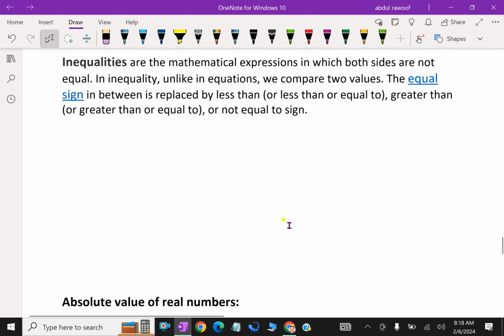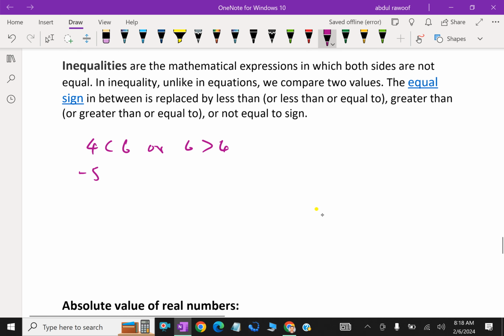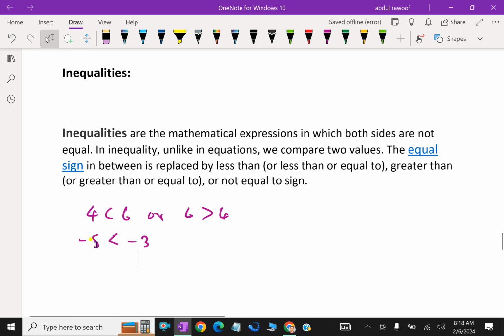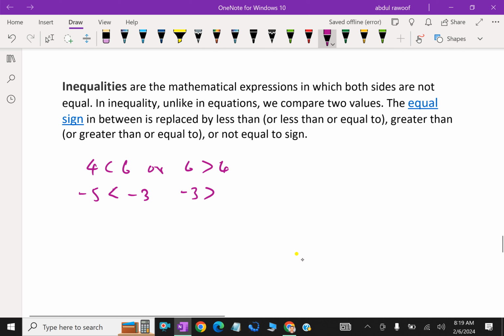Now, look at some examples. Here, we know that 4 is lesser than 6. Suppose we can write 6 is greater than 4. Vice versa, I can write it, but with the greater or lesser sign inverted. Now, minus numbers. Minus 5 is lesser than minus 3, because in the minus side, more numbers means less value. So we can say minus 3 is greater than minus 5.